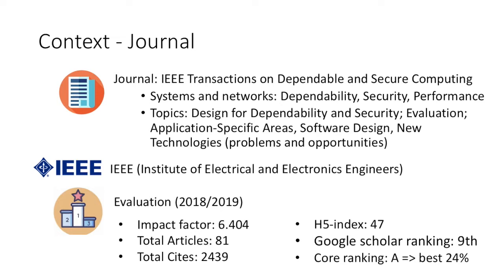To evaluate the journal, I use different metrics that we have seen in class. The journal has an impact factor of 6.404, meaning that on average, every year there are 6.4 citations of articles published in the journal. In total, it has published 81 articles and was cited over 2,400 times. The journal has 47 articles that were published between 2014 and 2018 that have at least 47 citations each, which corresponds to the H5 index.